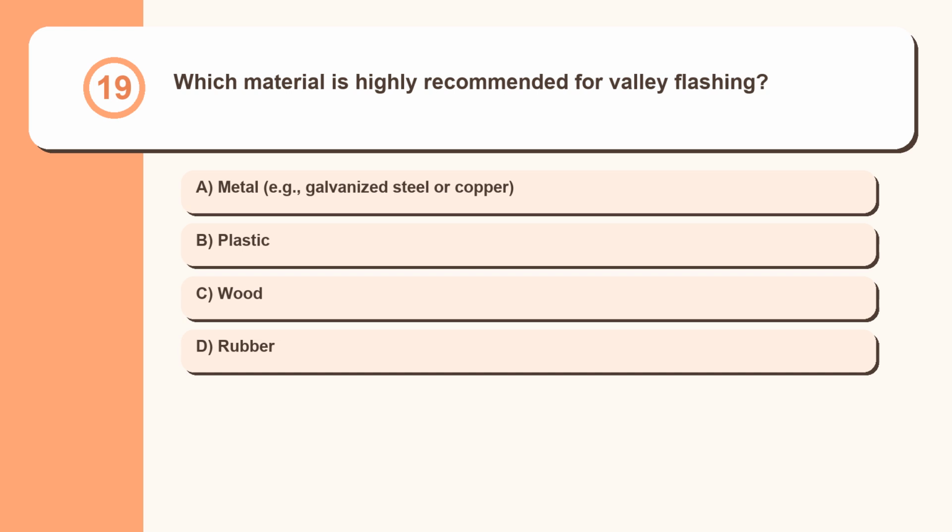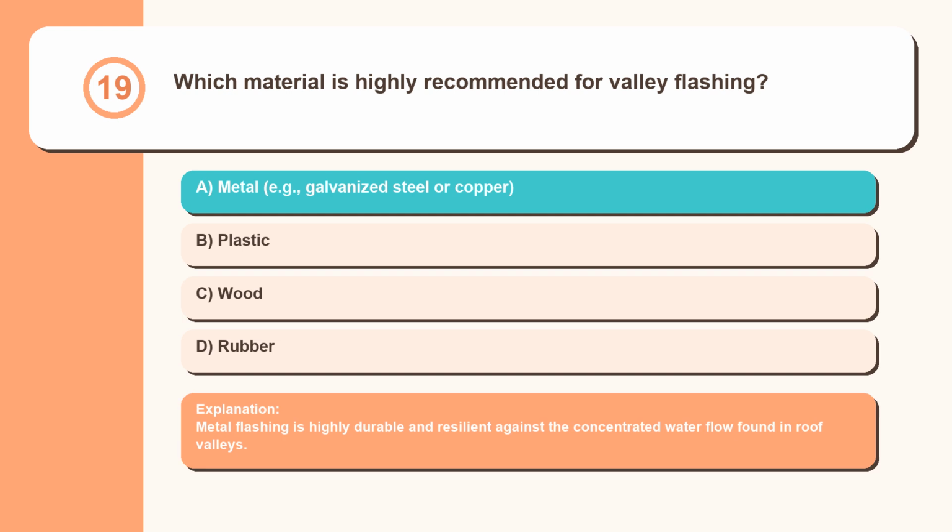Question 19. Which material is highly recommended for valley flashing? Metal, example galvanized steel or copper. Plastic, wood, rubber. Metal flashing is highly durable and resilient against the concentrated water flow found in roof valleys.